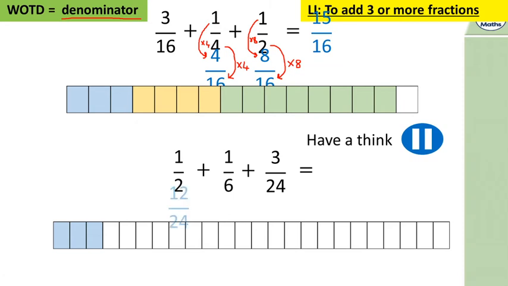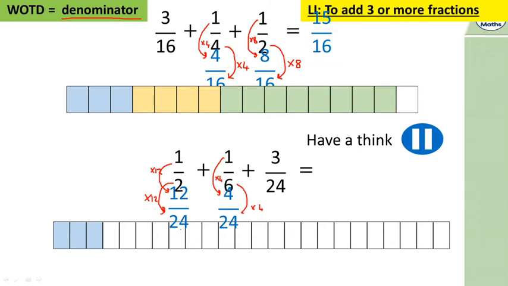Okay, let's have a look at this one. So 1/2 is the same as 12/24, so 12 is half of 24, or what do you do to 2 to get to 24? You multiply it by 12. Whatever you do to the bottom, you do to the top. 1 times 12 is 12. And then we've got 1/6. What do you do to 6 to get to 24? You multiply it by 4, so 6 times 4 is 24. Whatever you do to the bottom, you do to the top. 1 times 4 is 4.